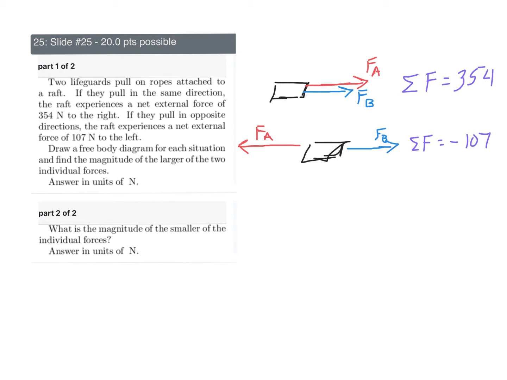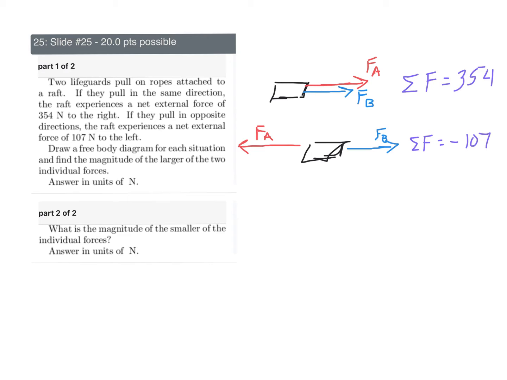Alright, for slide 25, we have two lifeguards. If they pull on the raft in the same direction, then the forces add up and they give us a net force of 354. If they pull in opposite directions, then the net force on the raft is going to be 107, but it's 107 to the left, so we're going to make that negative. So to the right, 354 is positive. To the left, 107 is negative.